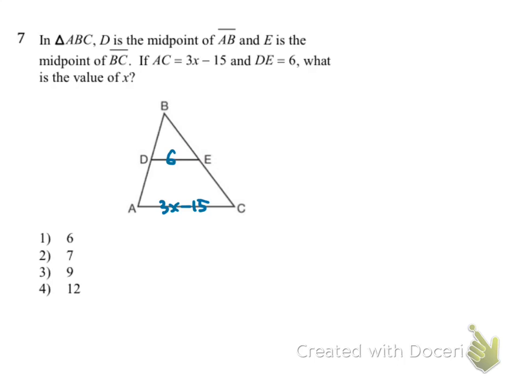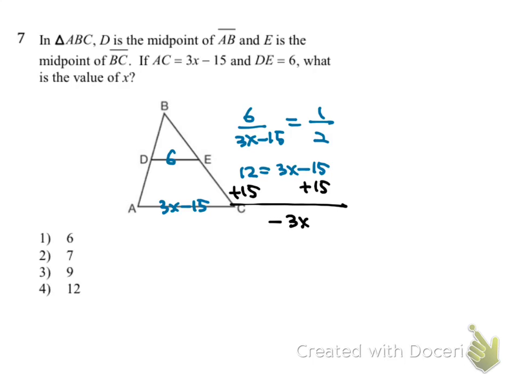To find the value of x, we're going to write it up as 6 over 3x minus 15 is equal to 1 over 2. And when you cross multiply them, we get 12 is equal to 3x minus 15. So here we get, adding 15 to both sides, then we get 3x must be equal to 27. And obviously by dividing both sides by 3, x must be equal to 9. And choice 3 seems to be our answer therefore.